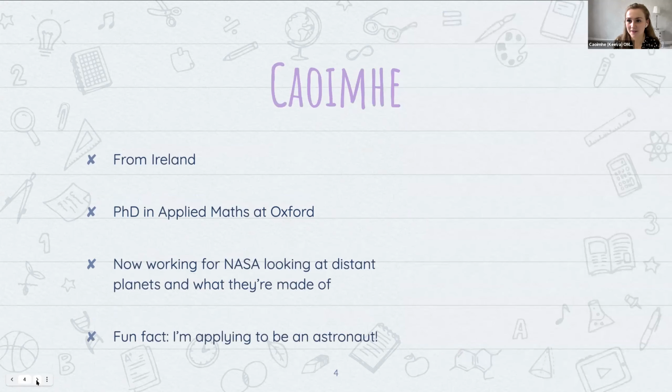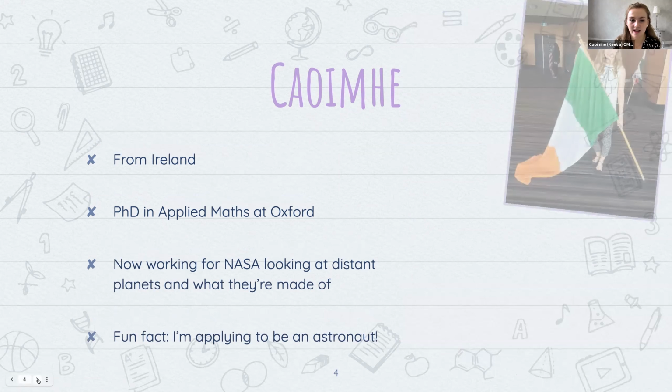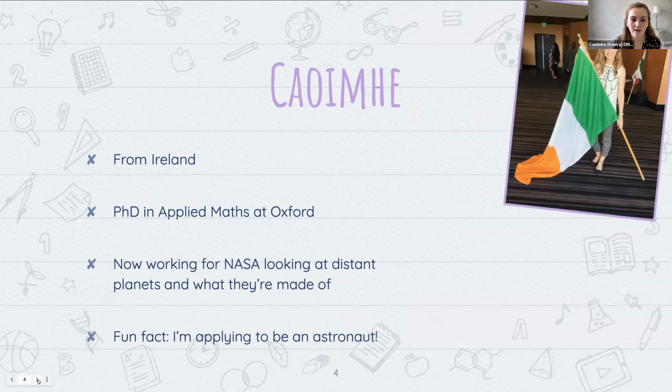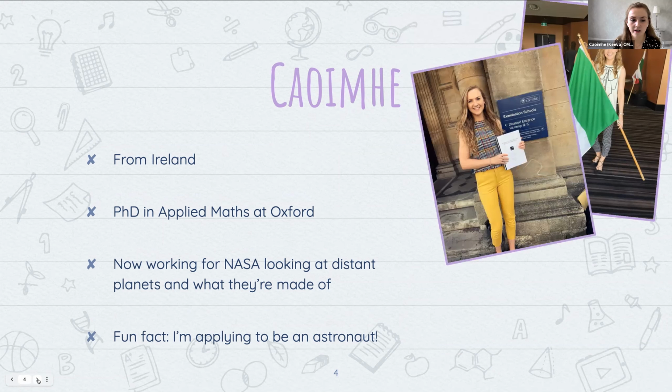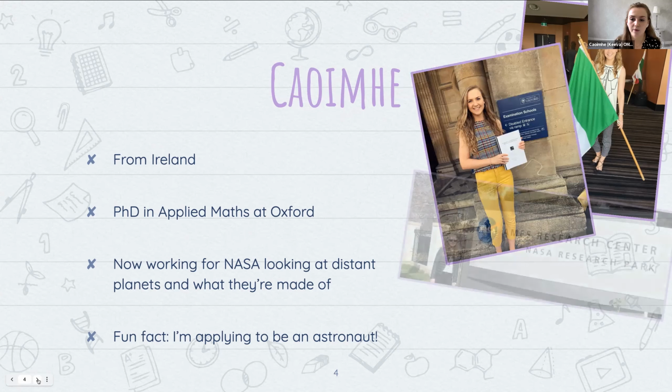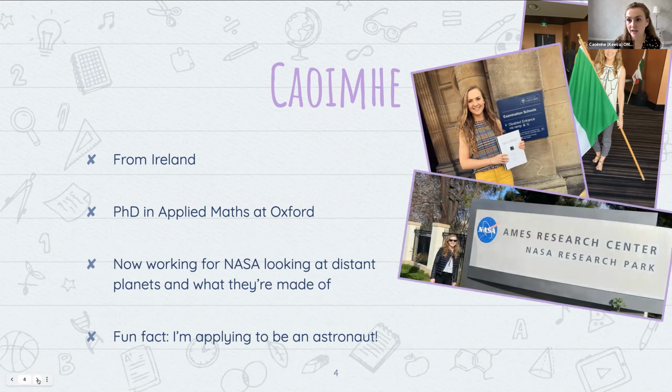And I'm Kiva. It does not look like Kiva. I put my name on Zoom the way you actually pronounce it, if anyone wants to ask me a question. I'm from Ireland, hence the funny spelling of my name. And as Jess said, we met in Oxford doing my PhD there with her. And now I'm working for NASA, looking at planets outside of our solar system, planets that are really far away, trying to understand what they could be made of.